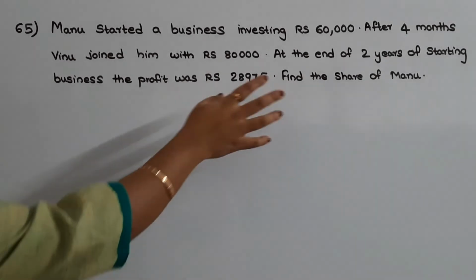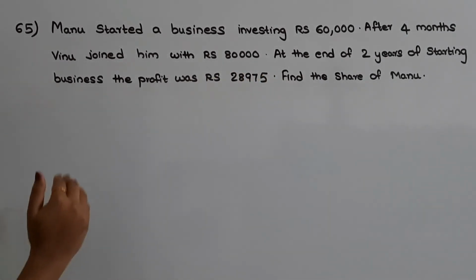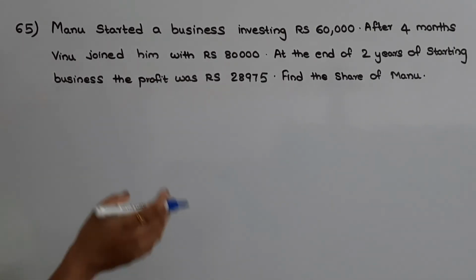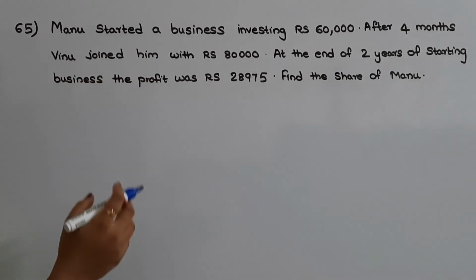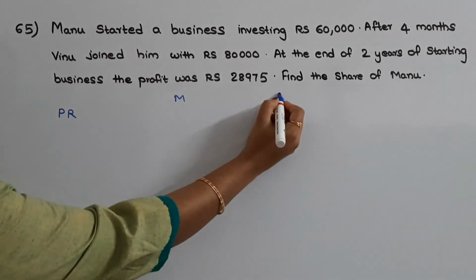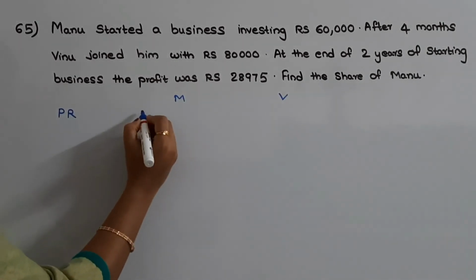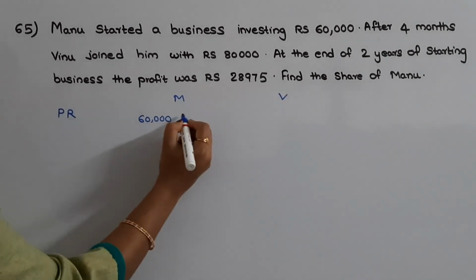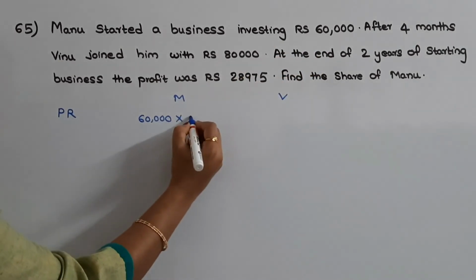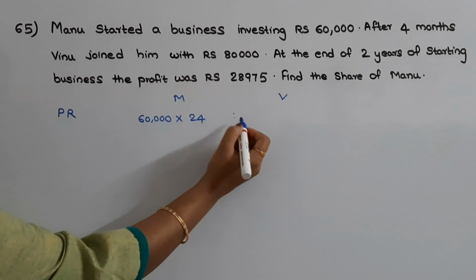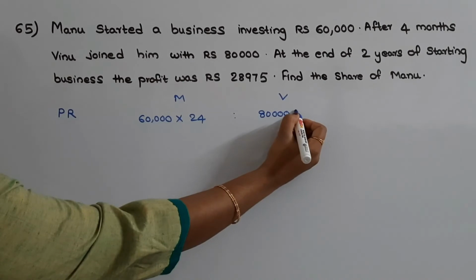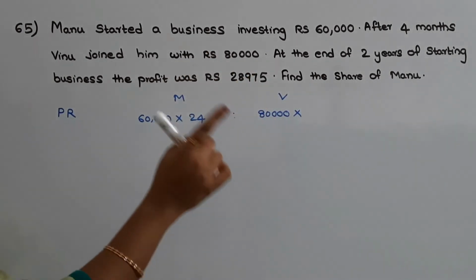So in order to find out the share of Manu, first we need to find out the profit ratio. So the profit ratio is equal to the ratio of the product of the money invested and time period. So let us first write down the profit ratio of Manu and Vinu. Money invested by Manu is 60,000, and the time period for which he invested the money is 2 years, that is 24 months. Now the money invested by Vinu is given as 80,000, and he invested the money for 20 months.